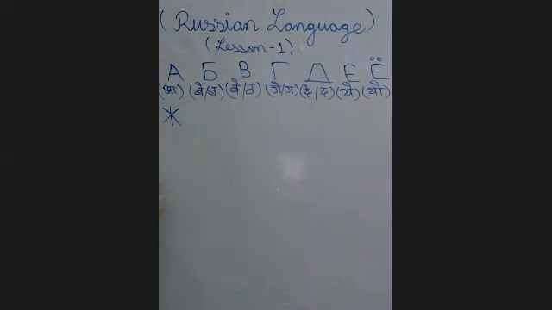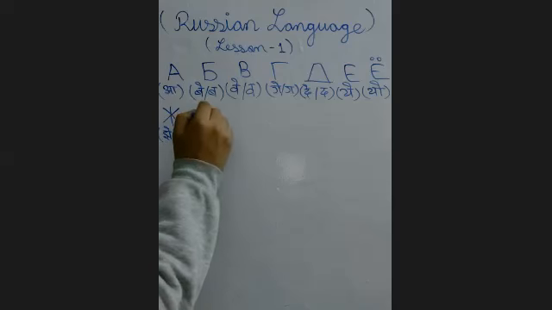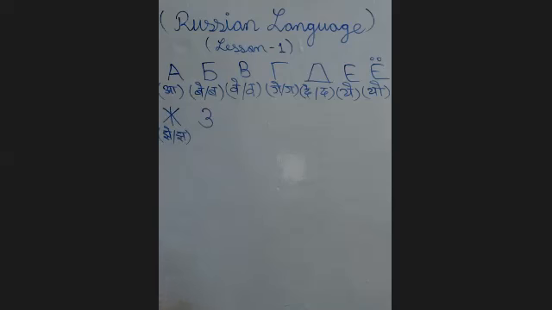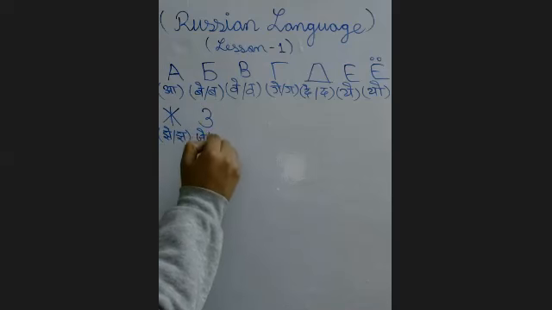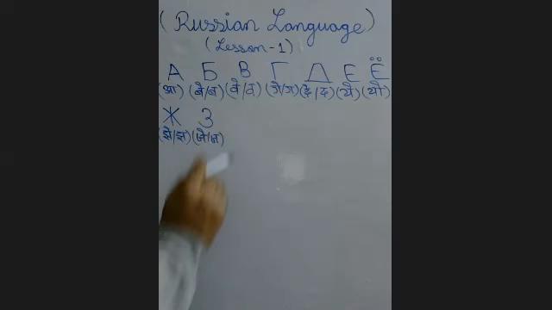We don't have this letter in English. Neither do we have this letter nor the sound. This letter sounds like J. In Hindi, we have the sound J. Then we have the next letter. It sounds like J or, in English, you may sometimes consider it as Z.